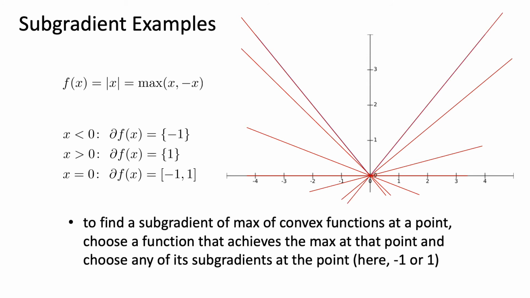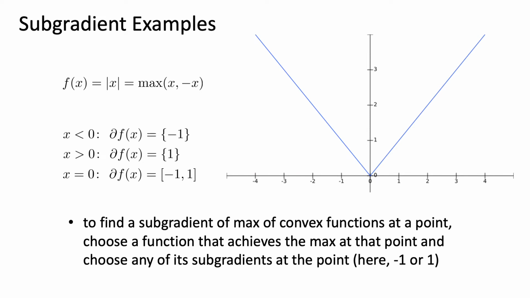There's a useful rule to get a subgradient when working with a max of convex functions. Choose a function that achieves the max value at that point, and then choose any of its subgradients at that point. For example, at the point x equals 0, both functions in the max achieve the max value of 0, so we can choose either of them and return its subderivative at the point.